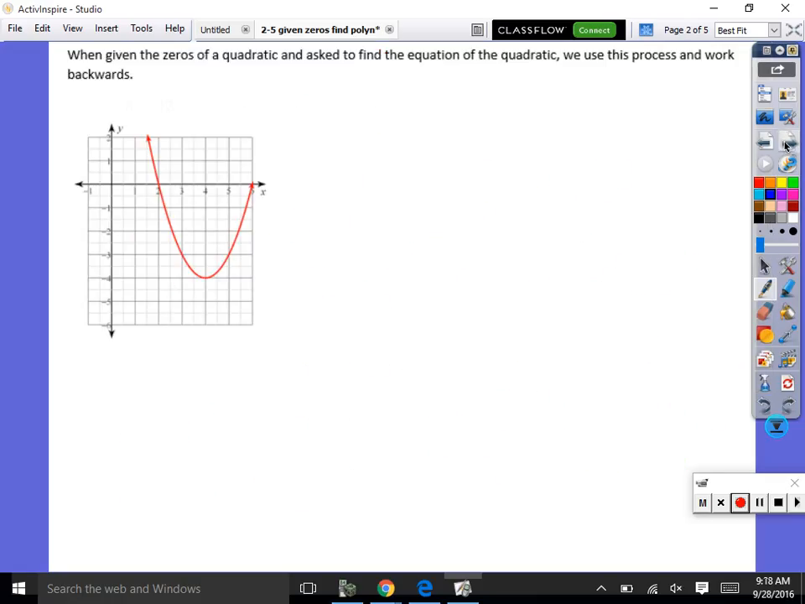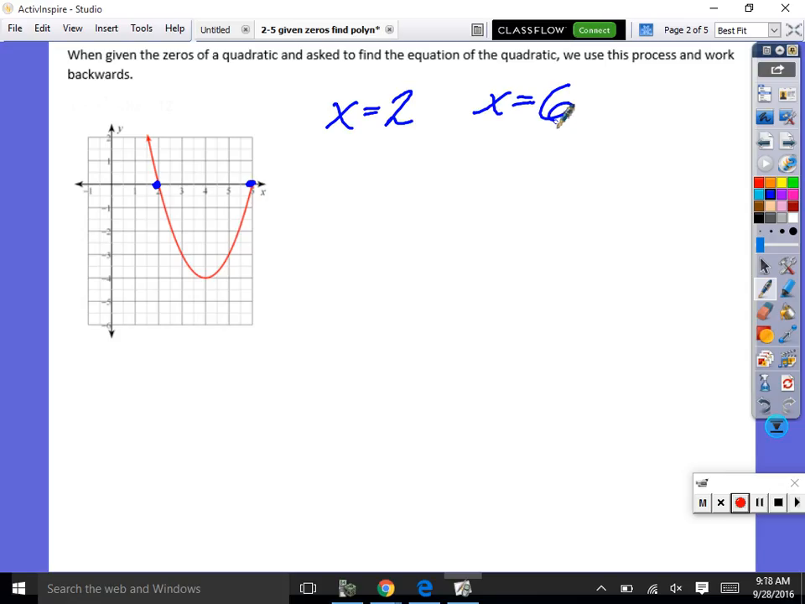So everybody, this next example is already written out for you. If you watch up here, though, hopefully it will make more sense than just looking at that. So it says, when given the zeros of a quadratic, we're asked to find what is the quadratic. So the first thing we would say is, okay, what are the solutions? You see how it's crossing at 2 and 4? No, it's crossing at 2 and 6, right? So we'd say, okay, x is equal to 2 and x is equal to 6. Does everybody understand that part?